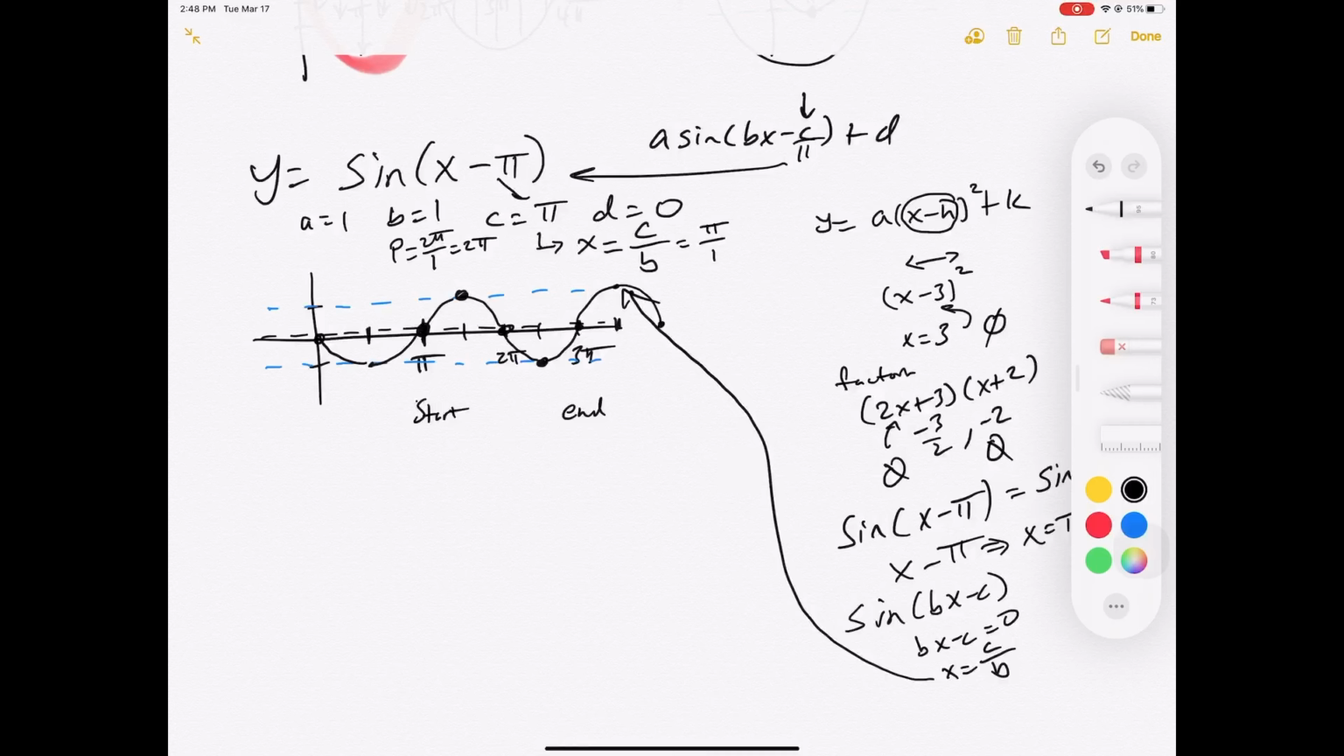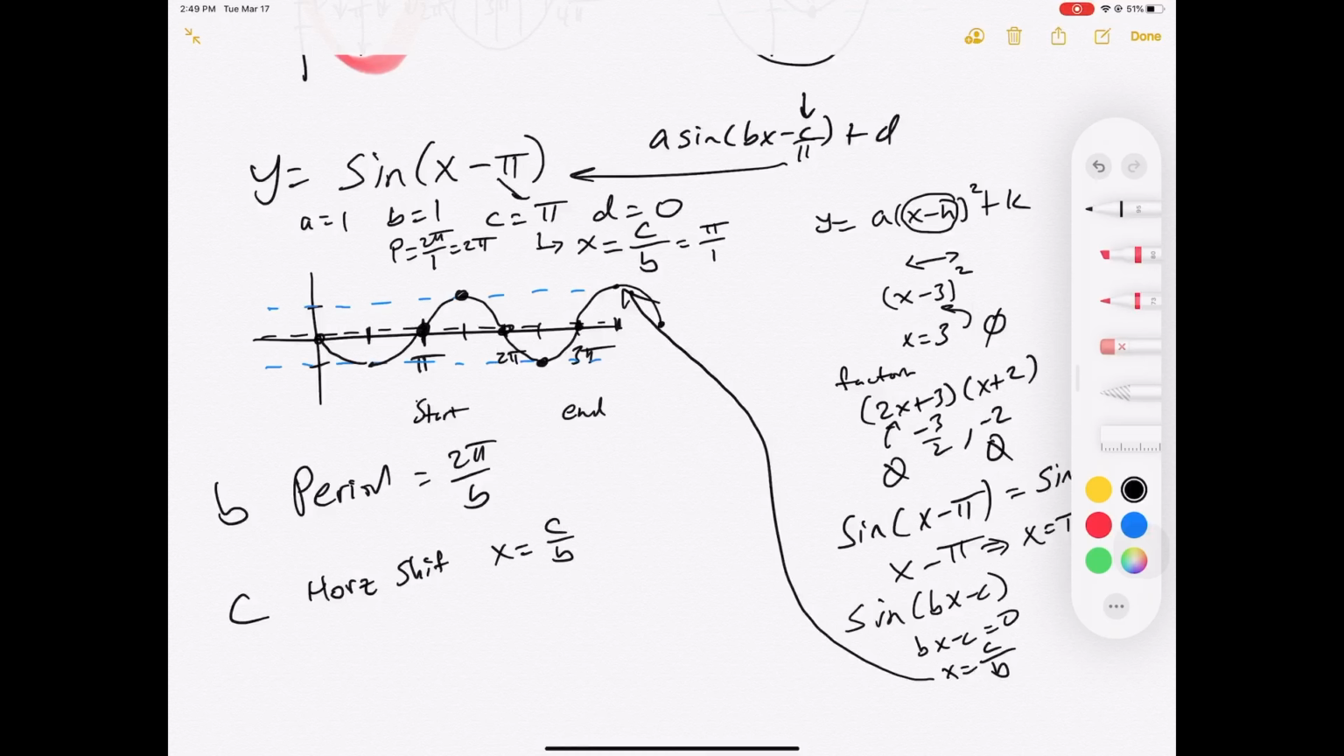So C introduces a horizontal shift, but it's not as clean as A and D. B introduces a period change, but again, it's not just taking it as a straightforward value. You have to use the formula 2 pi over B. And C introduces a horizontal shift, and the start of my graph is C over B.